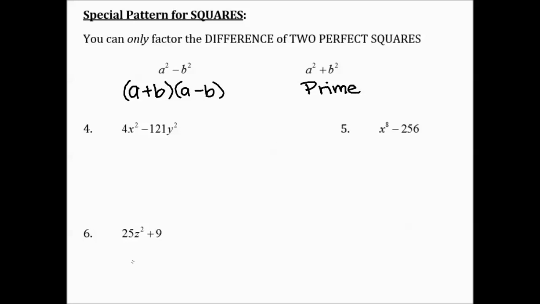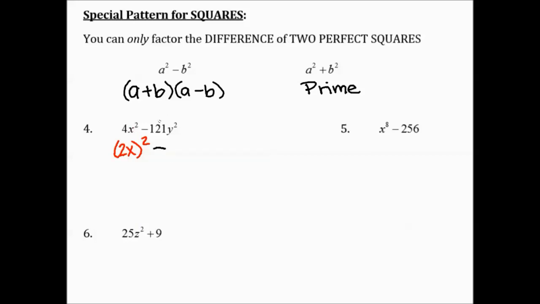So let's look at a couple of examples. In our first example, we have 4x squared minus 121y squared. So I need to figure out what is being squared in each term. So, in this first term, 4x squared, that is really just the quantity 2x squared, because 2 squared is 4, and x squared is x squared.